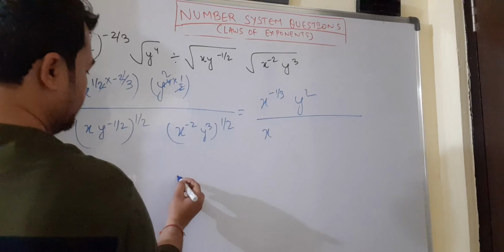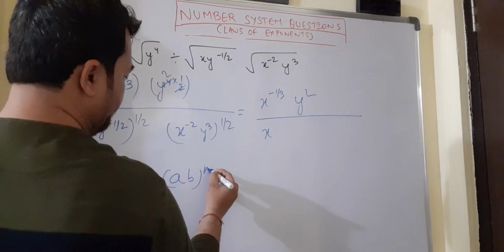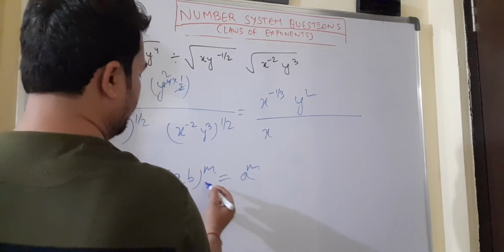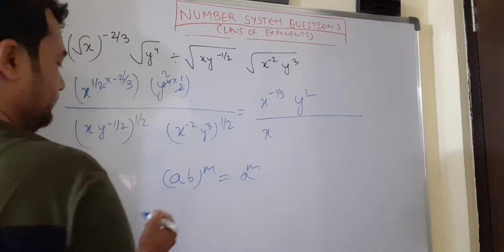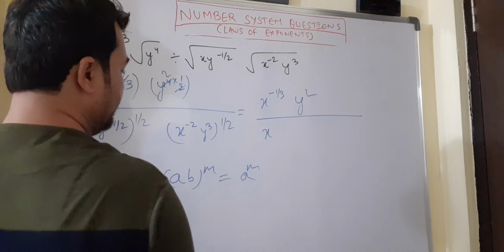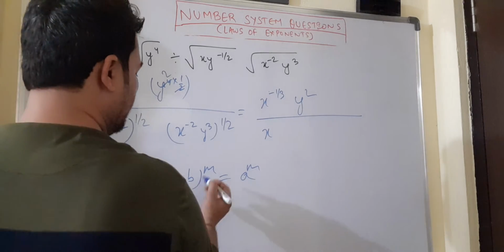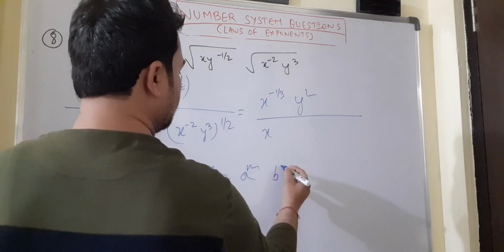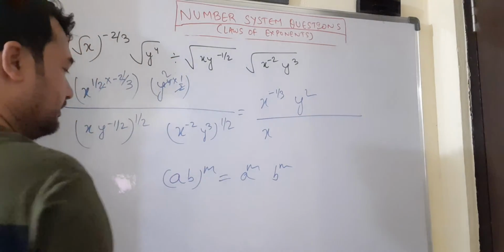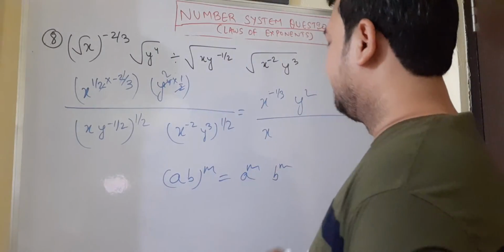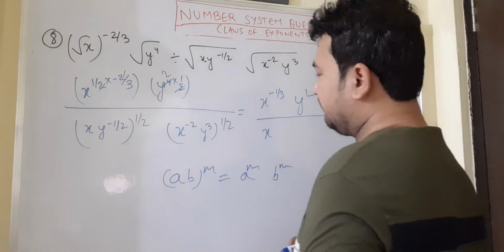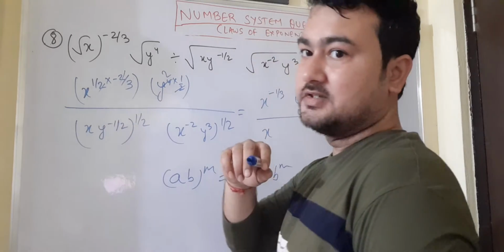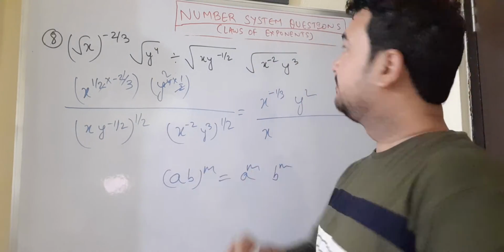You have also studied the property (ab) to the power m. It becomes the individual power also after this separates. This is like a child, these are parents. If the parents separate, father also carries the child. The mother also has a right over the child. So a will also have m and b will also have m. So this 1 by 2 is going to get associated with this x also and this y also.